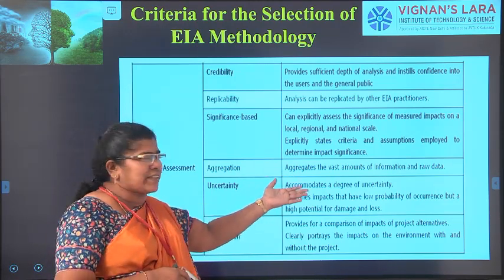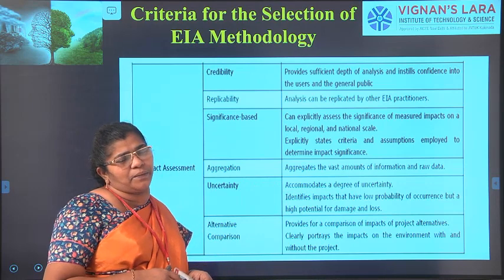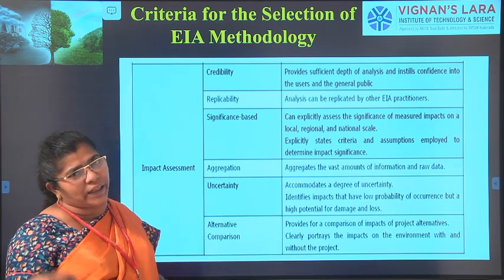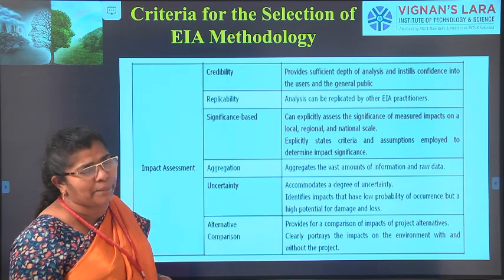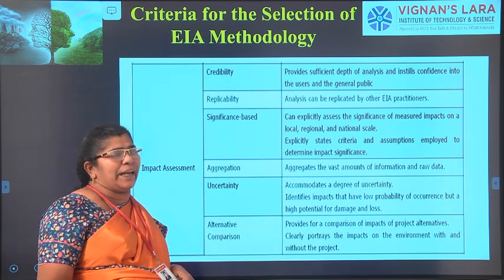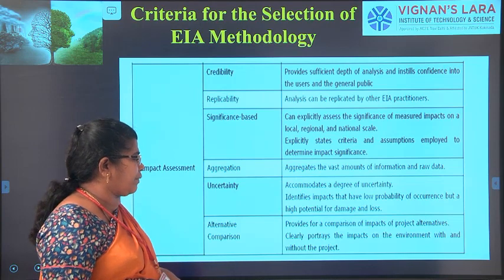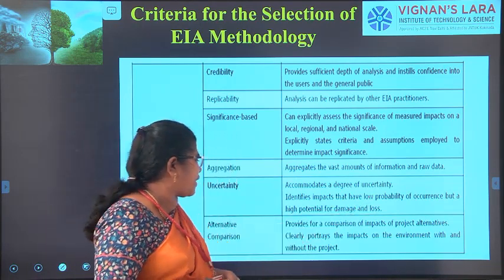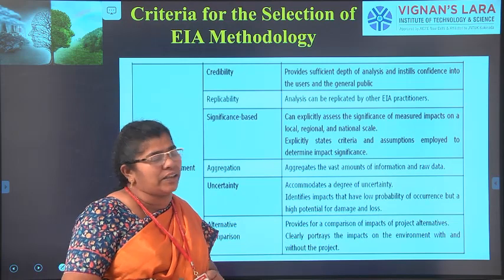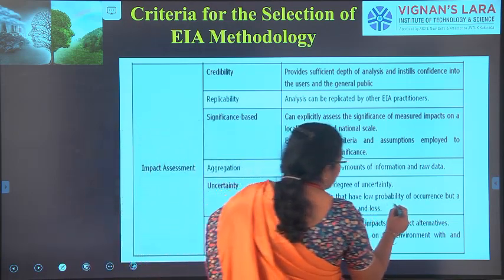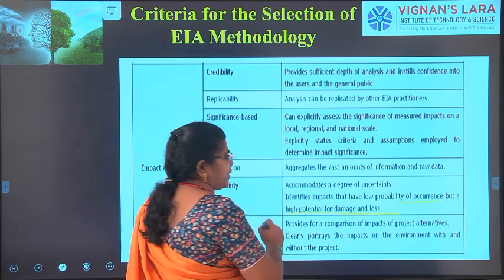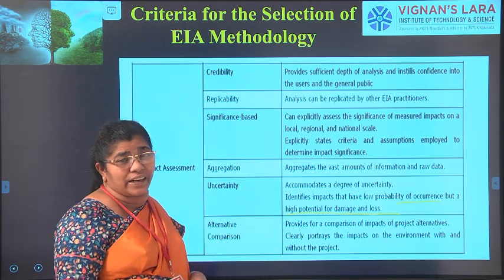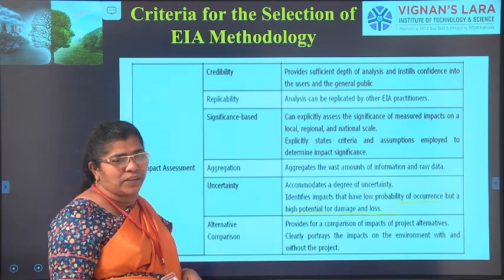Uncertainty: it accommodates a degree of uncertainty. Uncertainty means something may happen without even knowing it, so that also has to be considered. What are the uncertain things that may happen to the environment because of this project? These are impacts that have low probability of occurrence but high potential of damage and loss. That is, the occurrence may be very rare, but the losses may be very high, as I told you yesterday regarding the dam. It's similar to that.